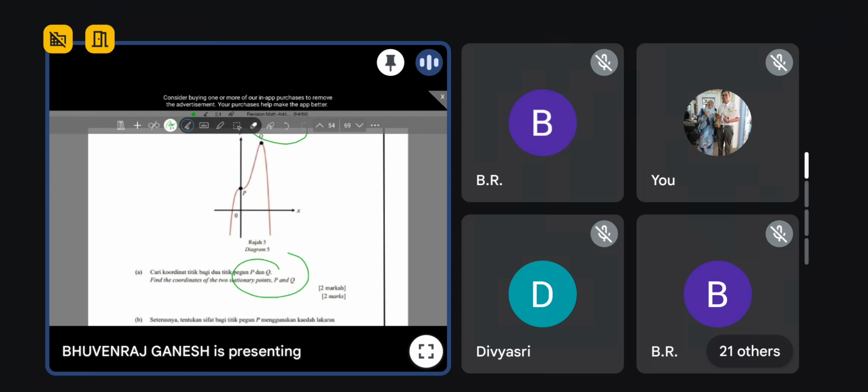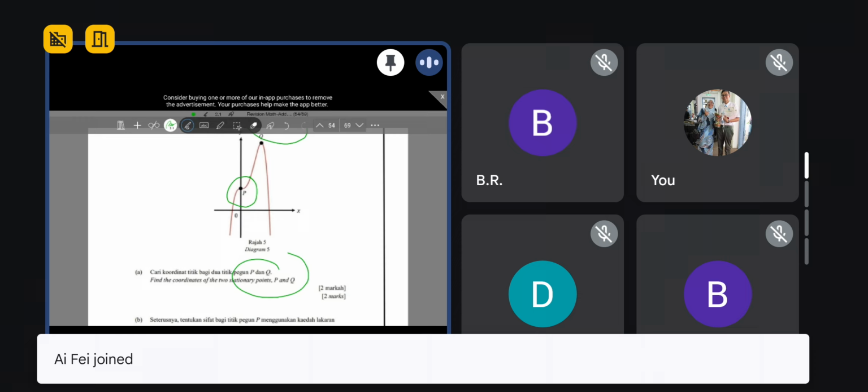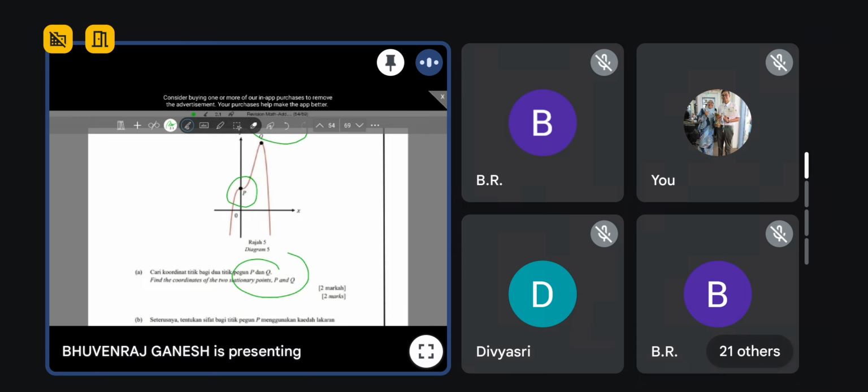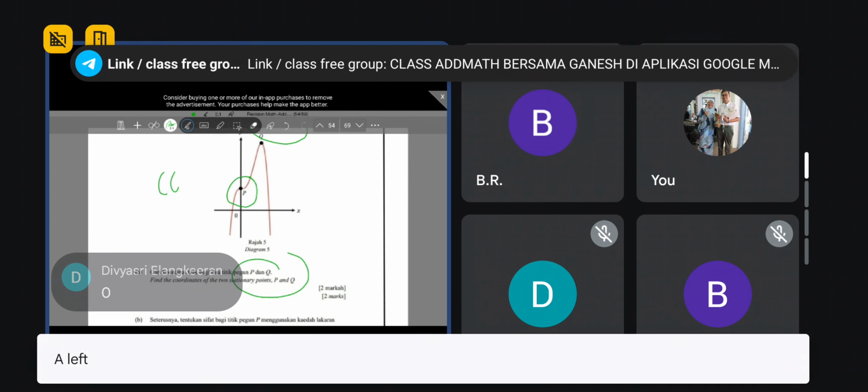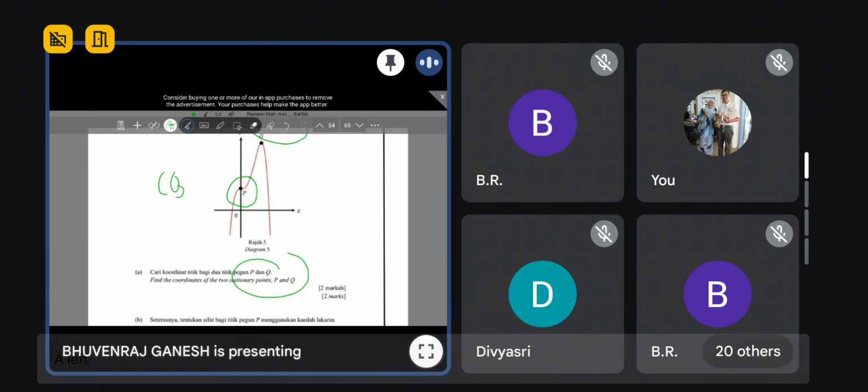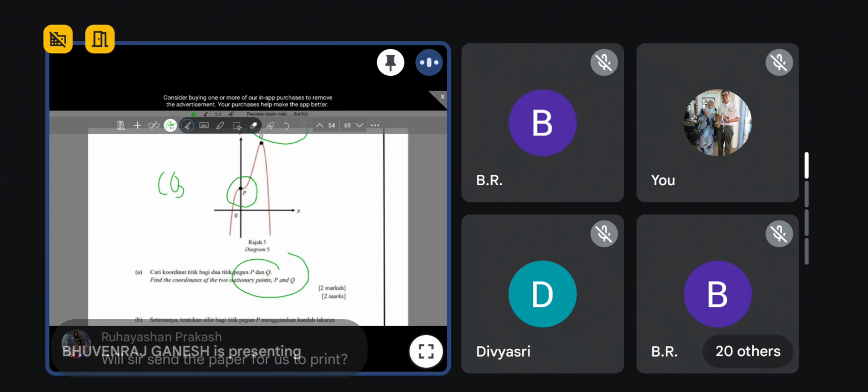Ada dua titik. So when there are 2 points, guys, what is the x coordinate for point P? Can you all tell me? Apa coordinate x bagi titik P based on the graph? Yes, it is 0. Remember, you will have two x values when you solve the equation on top.